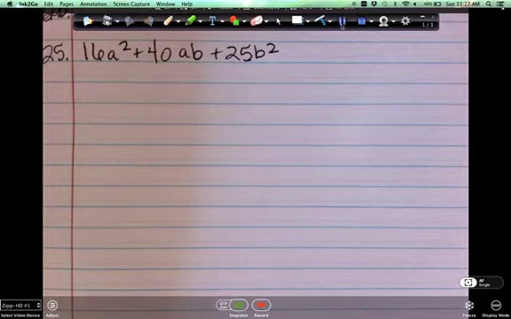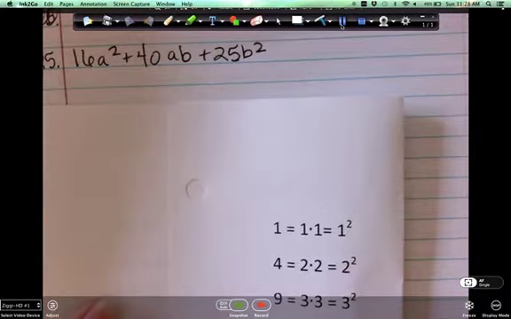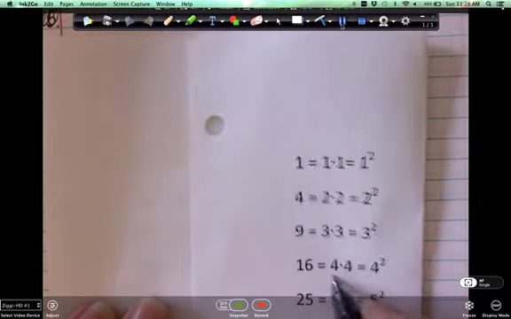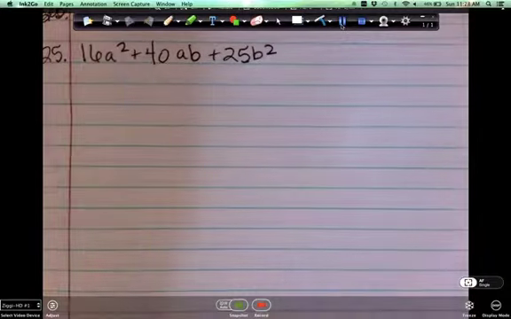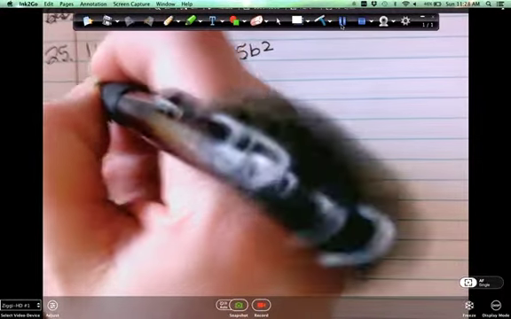All right, so number 25 is going to work pretty much the same way. The first thing I'm going to do is look at my first term. I have 16a squared. So I know that a squared is the perfect square of a and a. I can look at my perfect square sheet and see that 16 is the perfect square of 4 and 4. So I'm going to break this down into 4a times 4a.